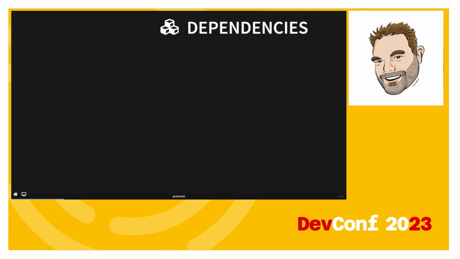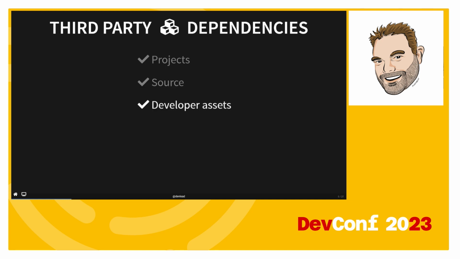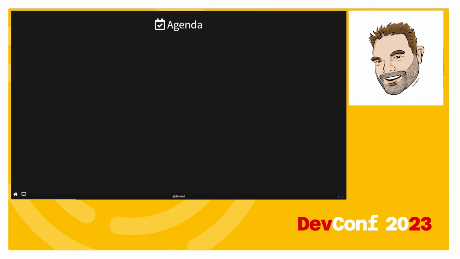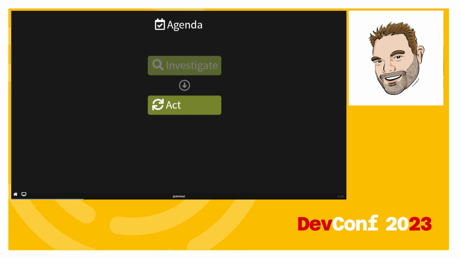So dependencies. Well, we're going to talk mainly about our third-party dependencies. And they can come in many shapes and forms. They can come in projects, like you link in your own projects, but you can also have source dependencies. We can have developer assets of different kinds, assemblies like NuGet packages and things like that, and tools that are part of our chain. So the agenda for today will be that we will investigate, we will then act, and we will report.